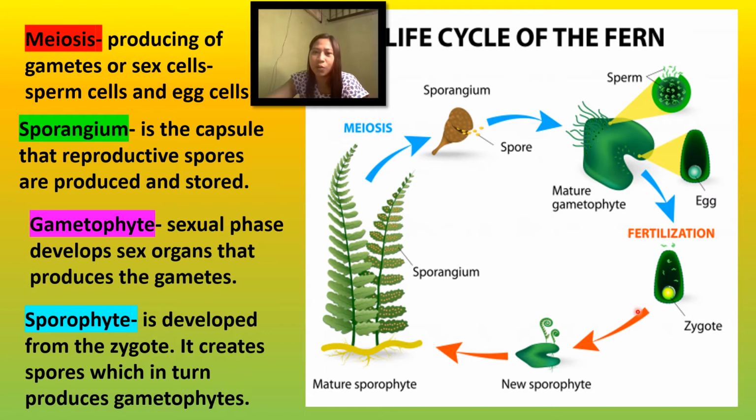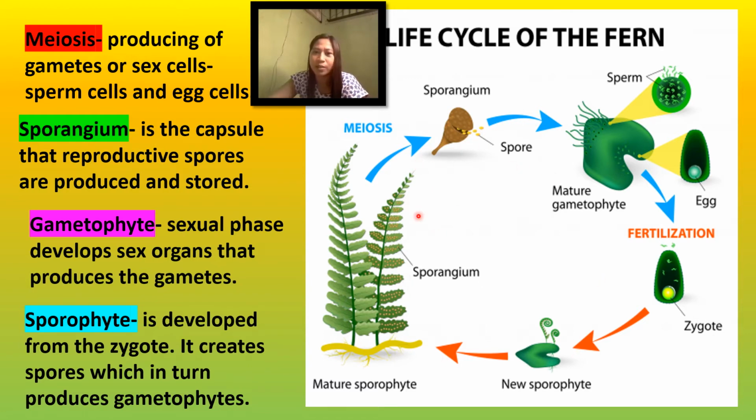When this zygote grows, it forms into a new sporophyte. What is a sporophyte? This is developed from the zygote. So from the zygote, a sporophyte is developed. This new sporophyte or new fern creates spores, which in turn produce gametophytes. And then it all goes on and on. So that is the life cycle of the fern.